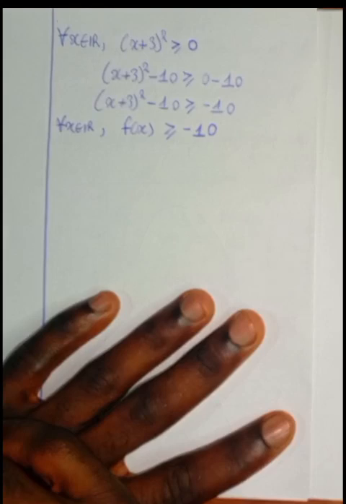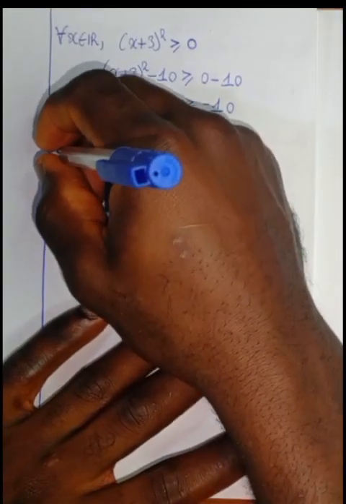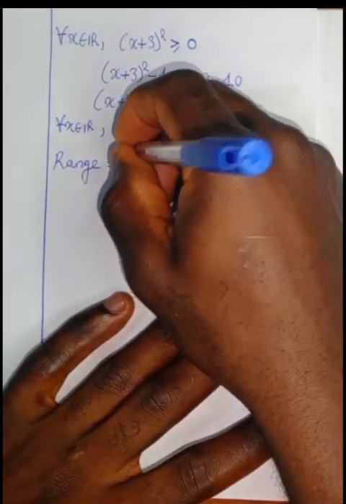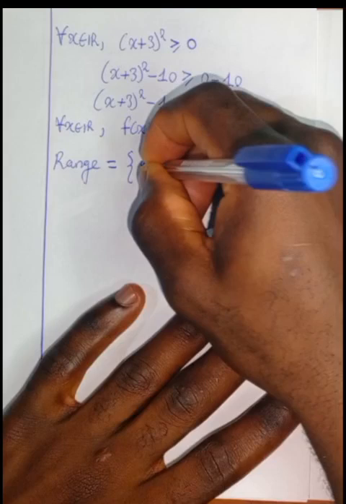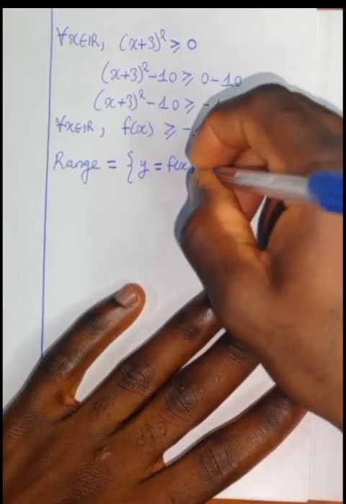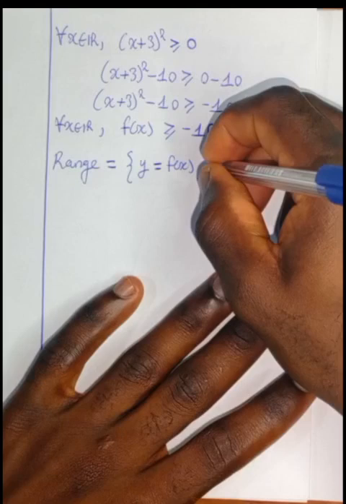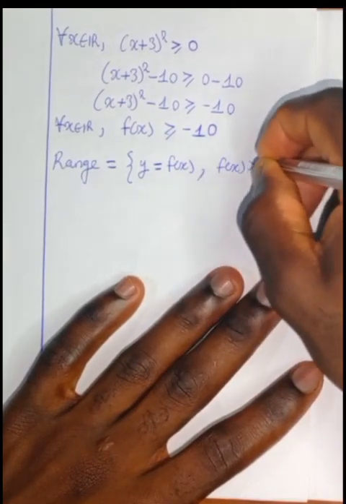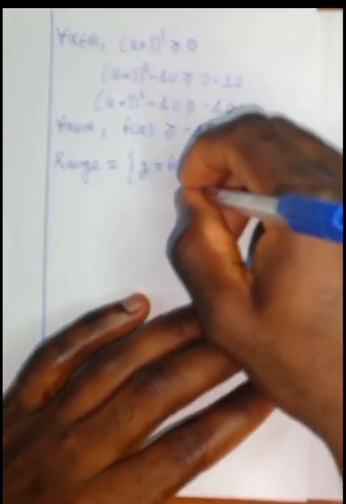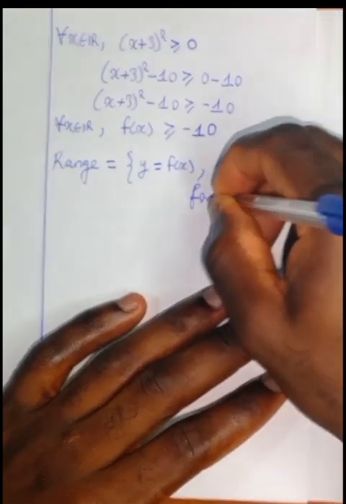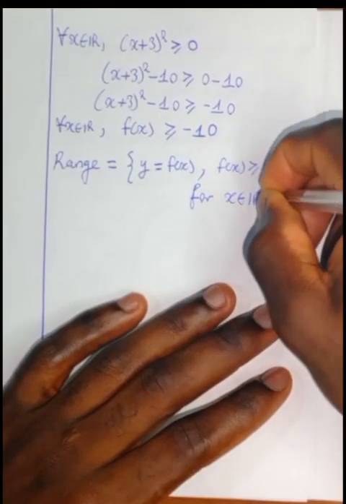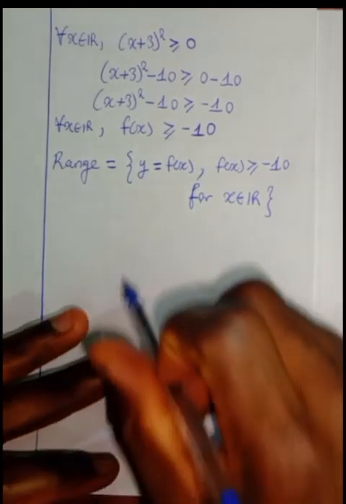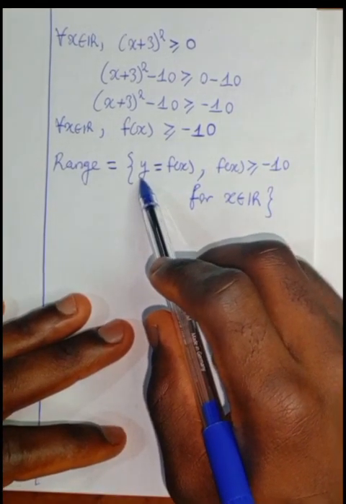Now we can write down the range of this function. The range of our function f of x will simply be equal to y, which is equal to f of x, where f of x is greater than or equal to -10 for x belonging to the set of real numbers. So this will be the range of our function f of x, and y here is also a real number.